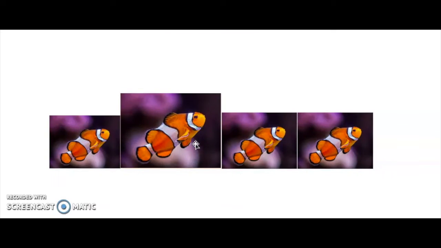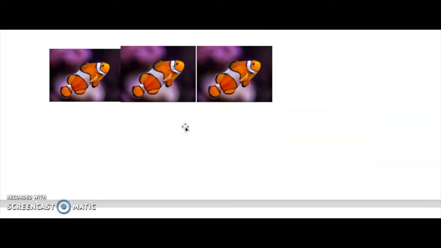This one is really tricky. These four images are of the same fish. What kind of fish? That's right, a clownfish. But one of these pictures is different. It doesn't belong. Which picture do I need to delete or get rid of? That's right, this one. Why? What makes it different? That's right, it's bigger. These three are the same size, but this one is bigger. Great job.